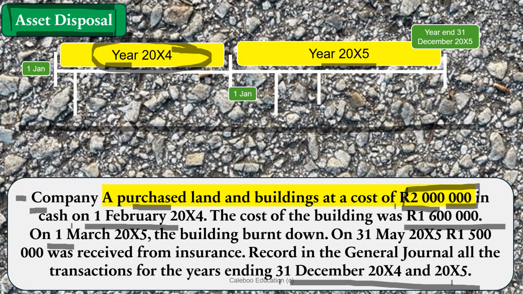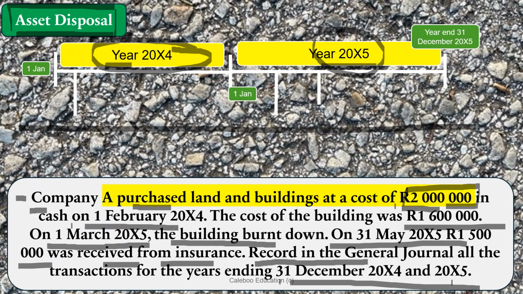On the 1st of March 2005, in the second year they've given information about, the building burnt down. On the 31st of May, 1.5 million was received from insurance. It says to record in the general journal all the transactions for the years ending 31 December 2004 and 2005.